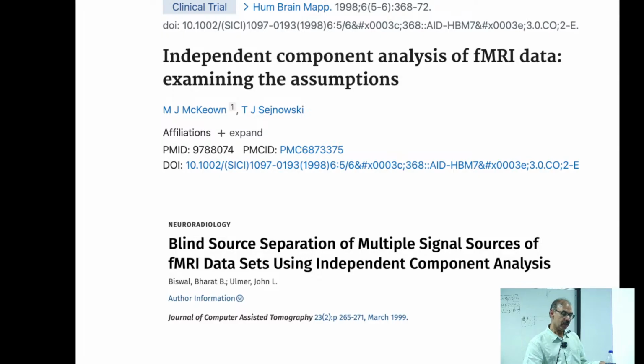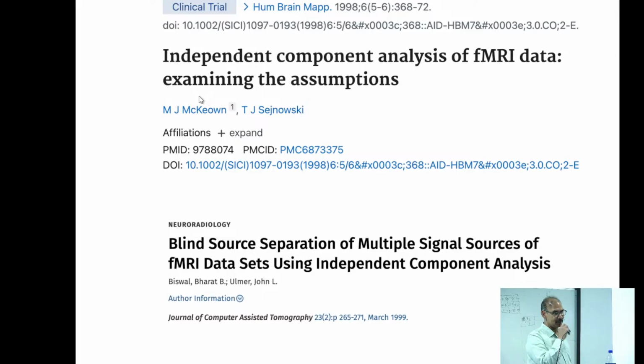Okay, so ICA was first introduced by a very famous neuroscientist called Terry Sejnowski in 1998, right? And so they used this on fMRI data to show that you could separate these components. And so they had a paper, right?